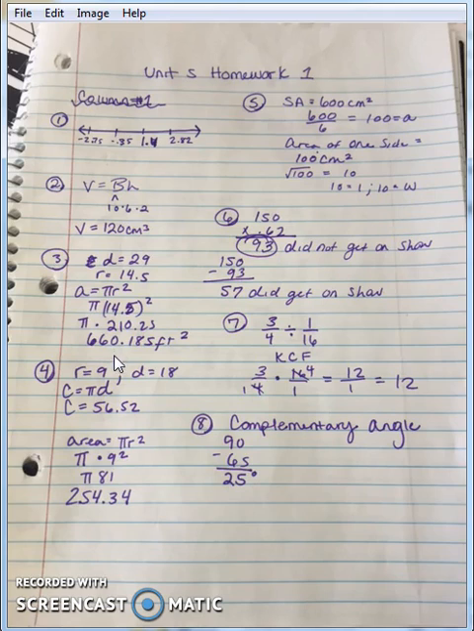Number 4 says find the circumference and the area if the radius of a circle is 9. So if the radius is 9, the diameter is 18. So the circumference equals pi times the diameter. So circumference equals 3.14 times 18, which will give us 56.52.